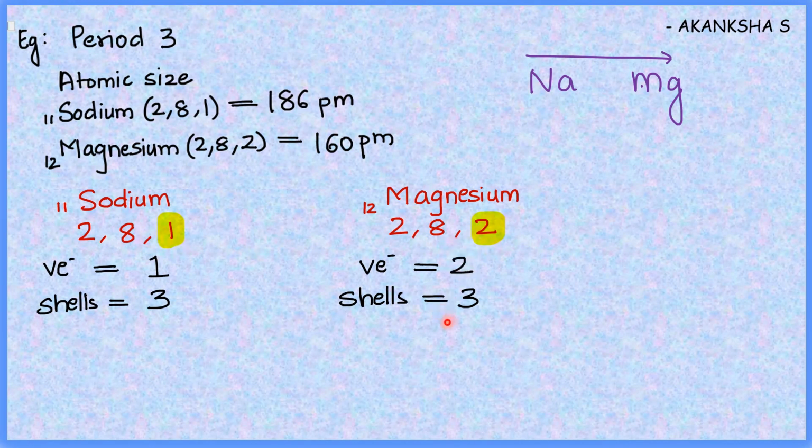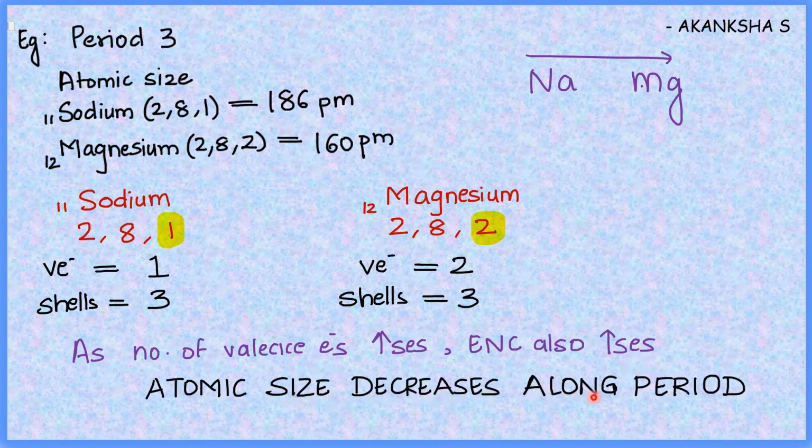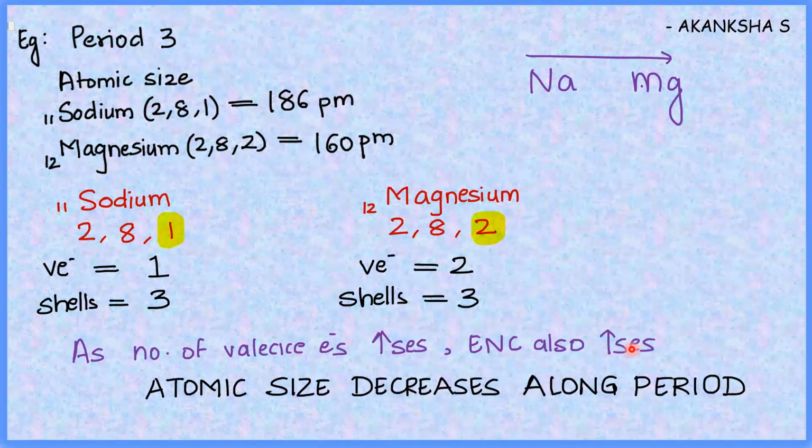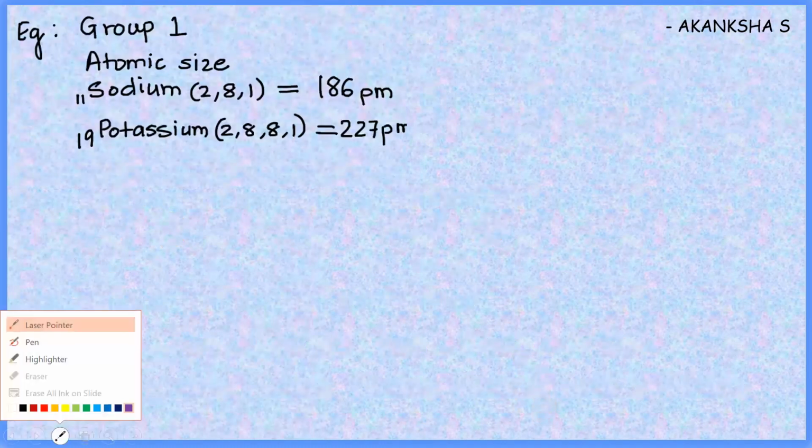So what have we learned? As the number of valence electrons increases, the pull, or the ENC, also increases. And as ENC increases, atomic size decreases along a period. The more pull is observed towards the nucleus, the more atomic shrinkage would be observed. So whenever you see that ENC is high, you will always find that the atomic size is small. Wherever the ENC is low, atomic size would be bigger. Okay, that was along a period. Let's see along a group.